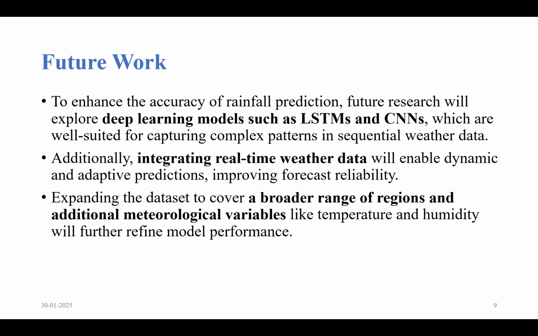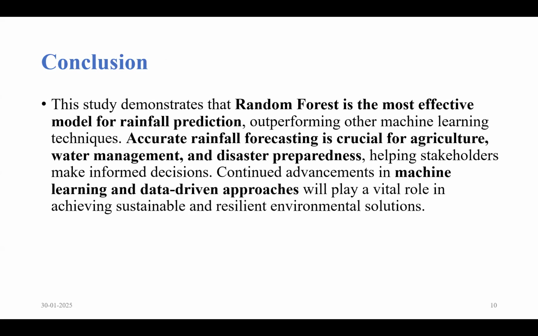Yes, ma'am. Okay, these improvements will help to create a more accurate and practical rainfall prediction system. So, in conclusion, machine learning provides a powerful tool for rainfall prediction, and random forest was the best performing model amongst all. Future work will focus on deep learning, real-time data integration, and expanding meteorological features. Our study contributes to climate resilience and sustainable agriculture, helping India adapt to unpredictable weather patterns.